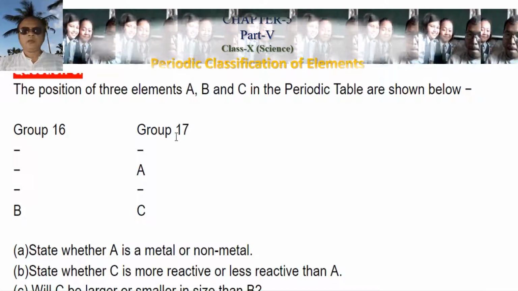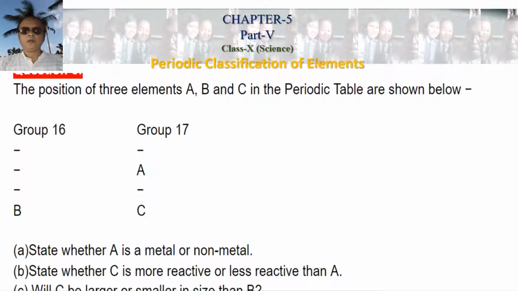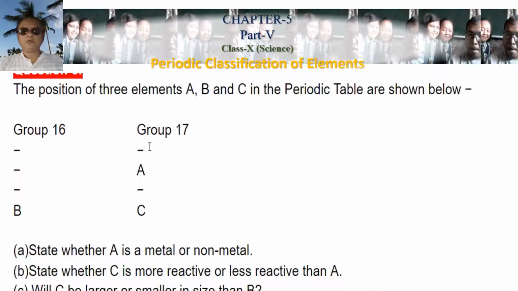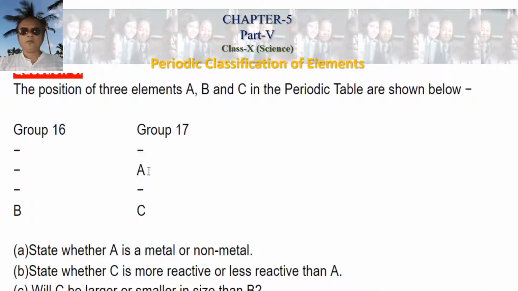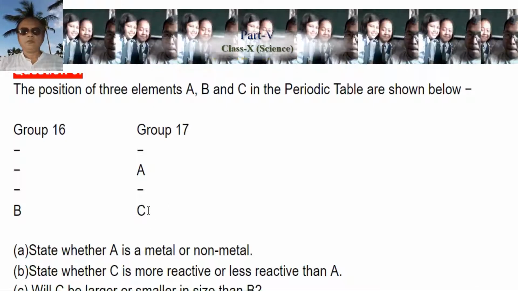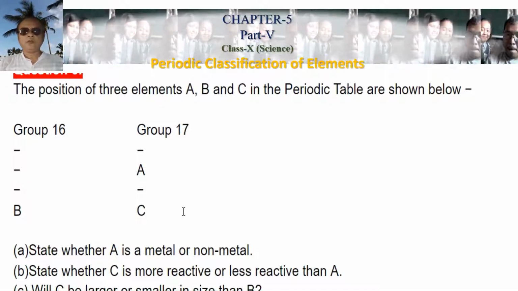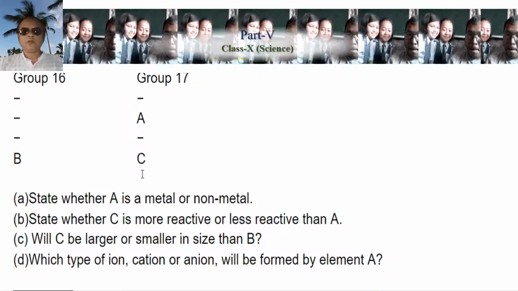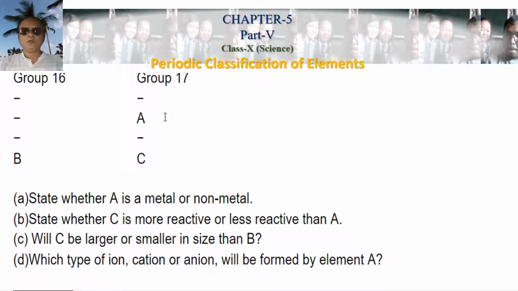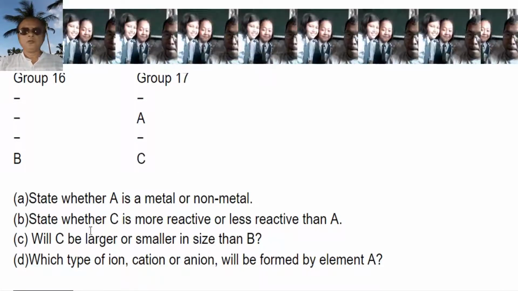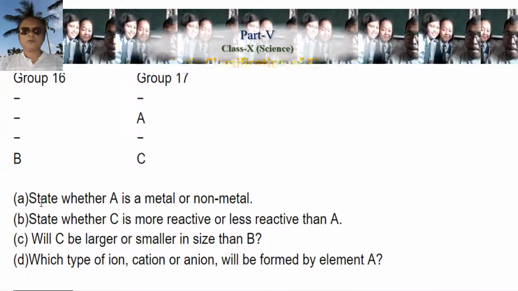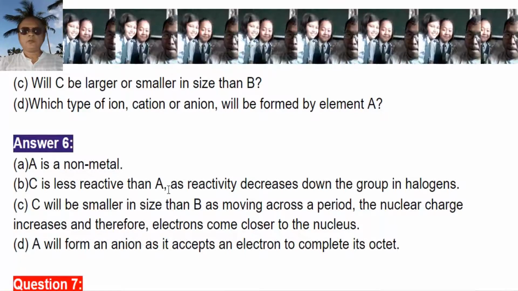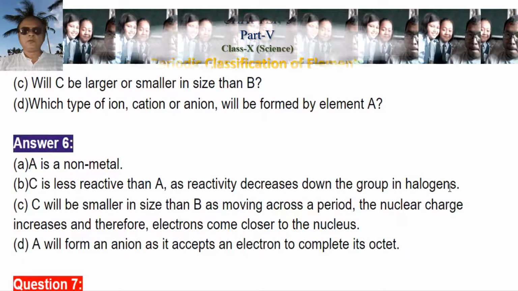Even 17 is a halogen group and it has 7 electrons in the outermost orbit. Even C also has 7 electrons in the outermost orbit. Since reactivity decreases as you go down the group, the reactivity of A will be more than C. So A is a non-metal, and C is less reactive than A, as reactivity decreases down the group in a halogen.